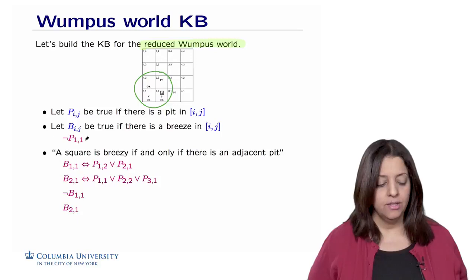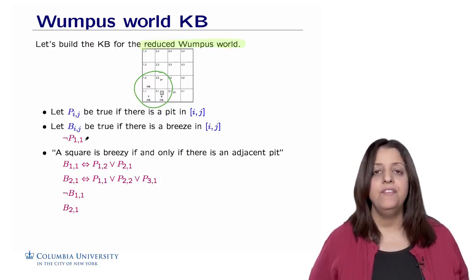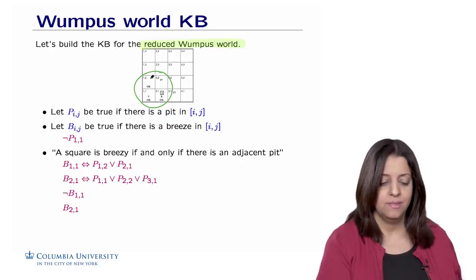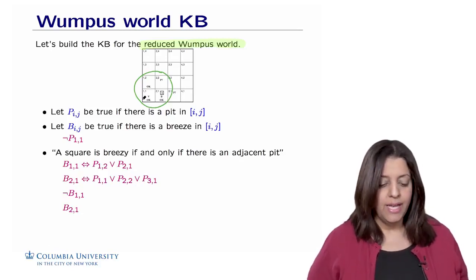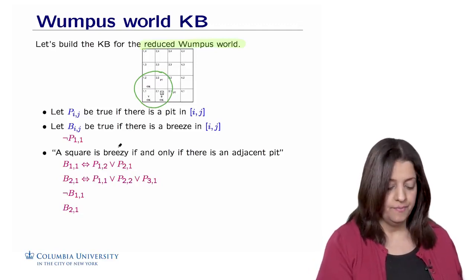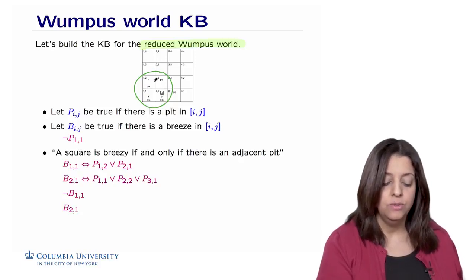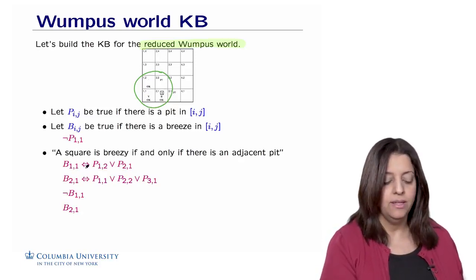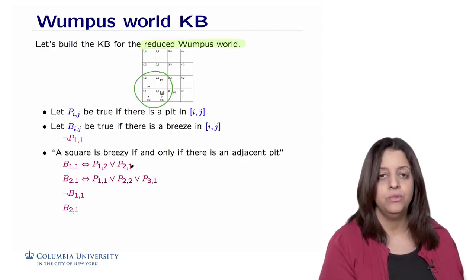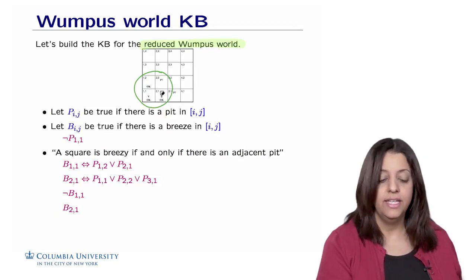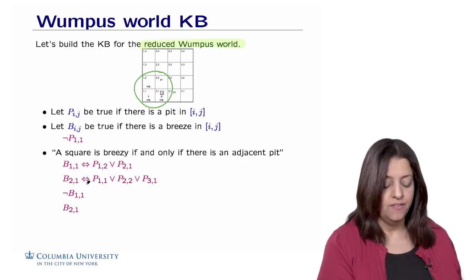We also know from the background knowledge that a square is breezy if and only if there is an adjacent pit. In other words, we're going to express that in this bottom left corner. We will have a breeze in 1,1 if and only if, expressed by the biconditional here, there is either a pit in 1,2 or a pit in 2,1. So I'm going to write B11 if and only if P12 or P21. Likewise, there will be a breeze in 2,1 if and only if there is either a pit here, here, or here. So I'm going to write that as B21 if and only if P11 or P22 or P31.